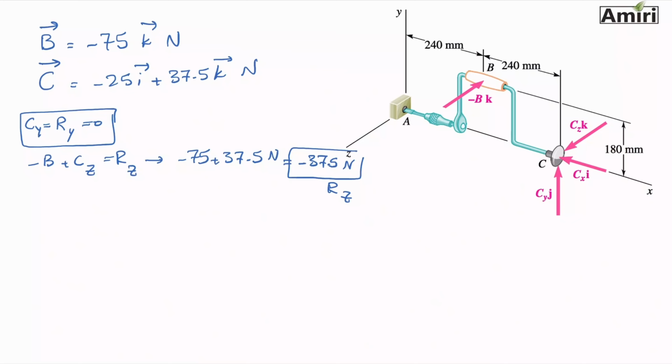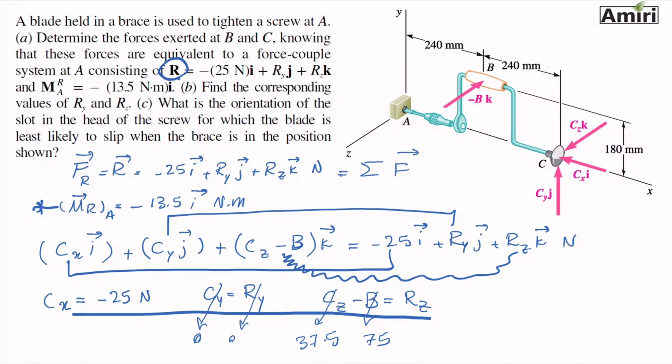Last part of the problem, I gotta kind of read it again. What is the orientation of the slot in the head of the screw? Or I think it means orientation of this. Oh, orientation of a slot in the head of the screw for which the blade or the screwdriver is least likely to slip when the brace is in this position shown. So we don't want this. So in other words, what is the best position for it that this screwdriver doesn't just slip out, fall out?